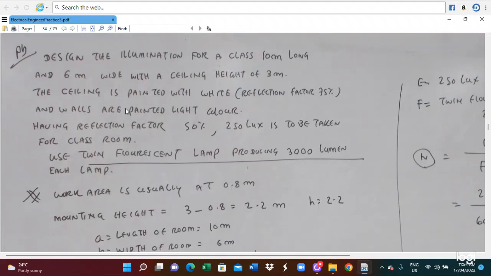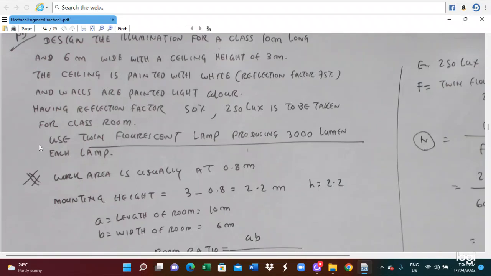The walls are painted with a color having a reflection factor of 50%, and 250 lux is to be taken. So in this case, for the classroom, you have to utilize 250 lux, which is the classroom standard illumination. And we have to use twin fluorescent lamps, each lamp producing 3000 lumens.